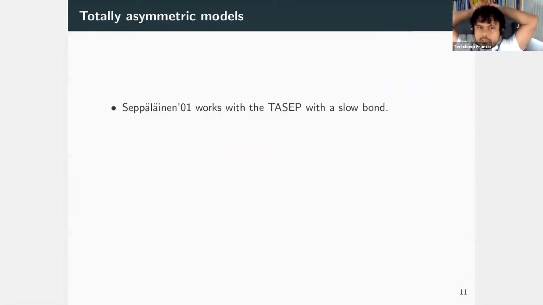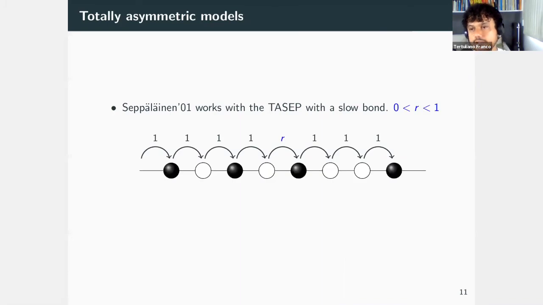Let's speak a little bit about totally symmetric models. Curiously, they are older than the symmetric models. In 2001, Timo Seppäläinen worked with the TASEP, the totally symmetric exclusion process with a slow bond. And it's interesting: in the totally symmetric case, there's no need to rescale the slow bond.